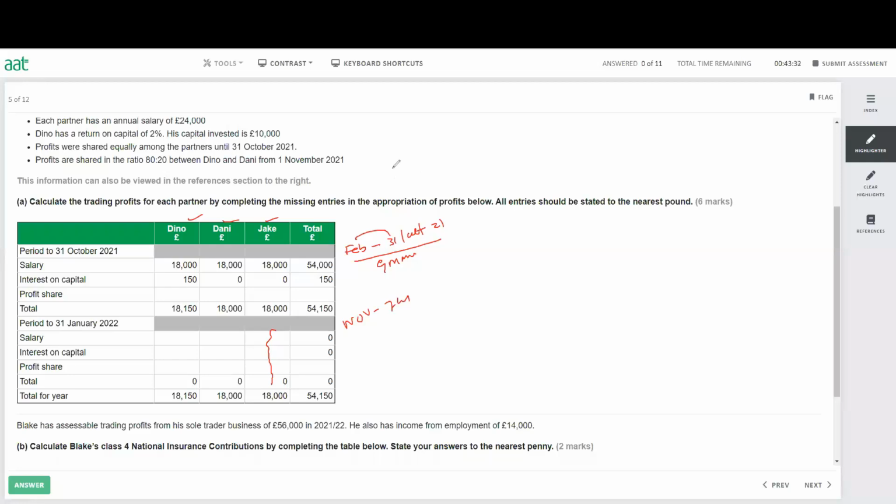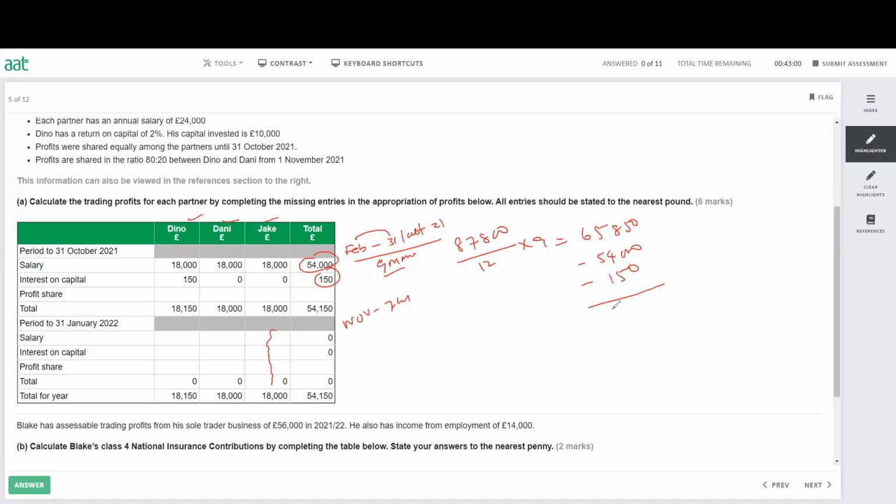So the total profit was 87,800 for the whole year. So you have 9 months. So divide by 12 times by 9. And for the 9 months, the profit is 65,850. And from here, minus the salary. So minus the salary 54,000. Minus the interest on capital 150. And the remaining profit we have to split.